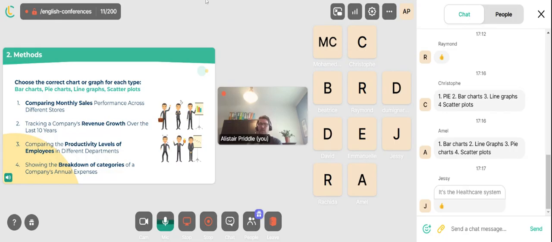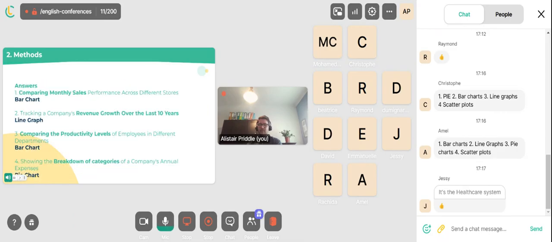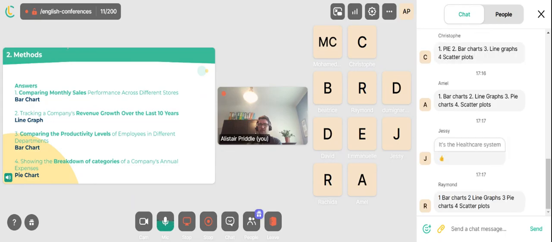Okay, well, let's have a look at the optimal method. So answers. Number 1, a bar chart, for comparing monthly sales performance across different stores. Bar charts are used to compare.